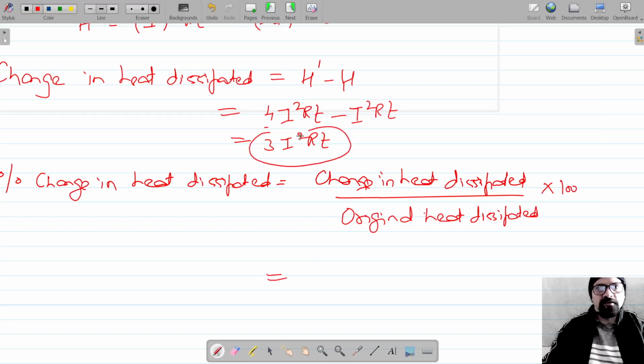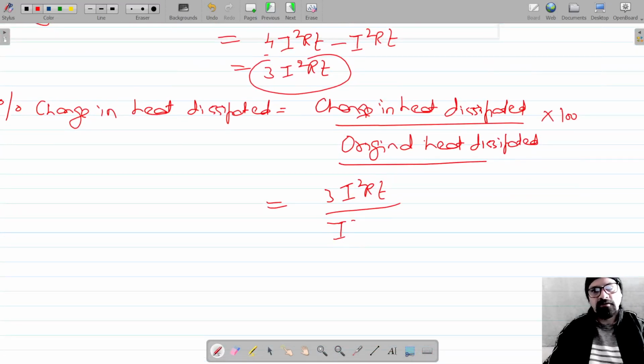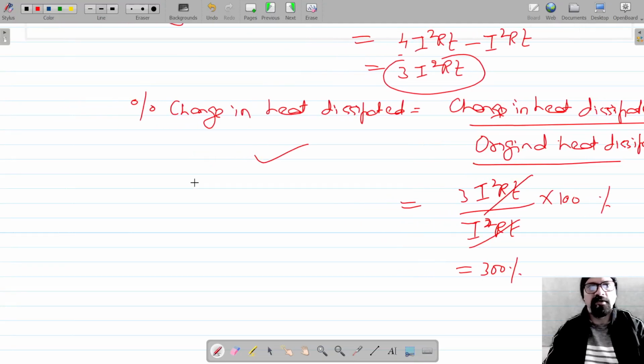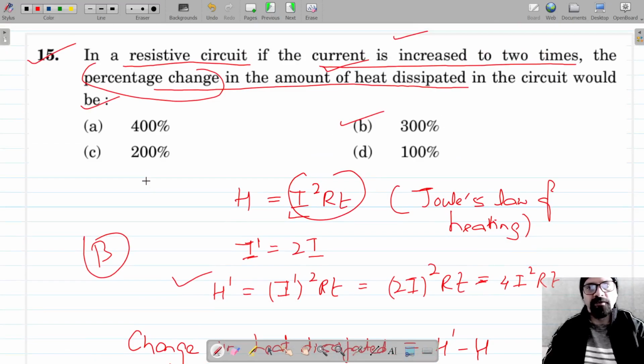Now this is the change. So this is 3I square RT, and the original heat dissipated was I square RT, multiplied by 100 to get the percentage. So this gets cancelled and we have 300%. So the percentage change of heat dissipated is 300% in this case, which is option B. So this is option B for question number 15.